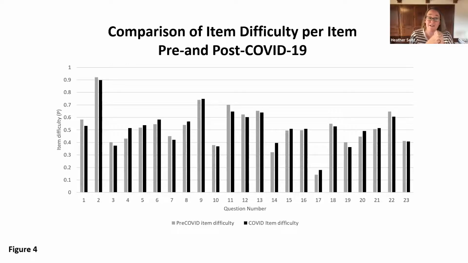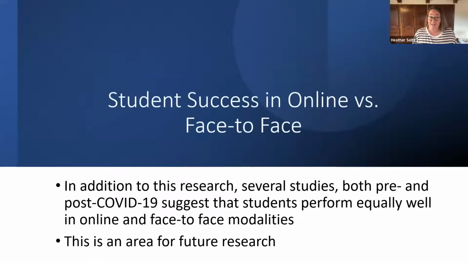Now, when we compared each of these item difficulty scores pre-COVID to post-COVID, we did not see any significant differences. So even broken down by question, we didn't see any huge trends in our 4 semesters prior to COVID with that COVID semester, which was an interesting finding for us. Yeah. All right, so that's the data that we had.